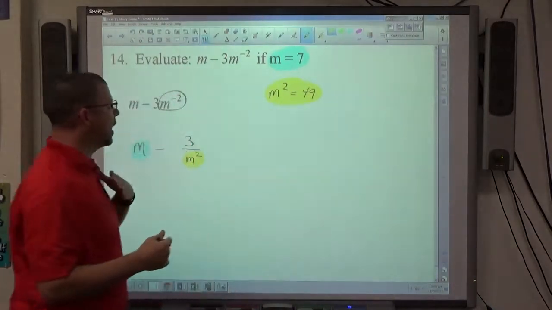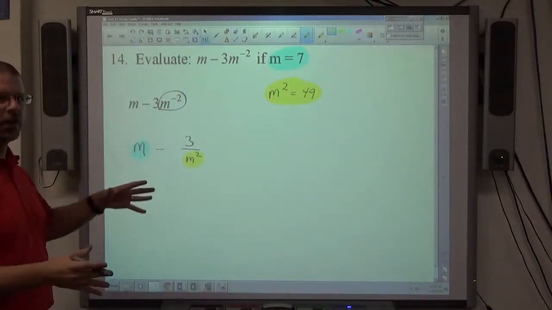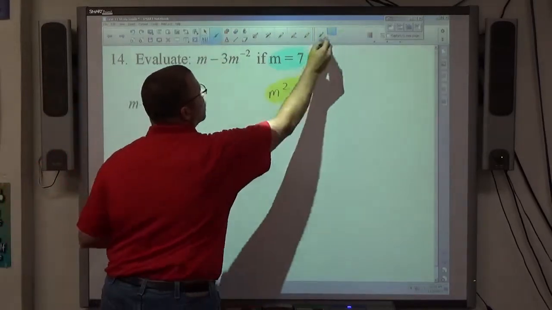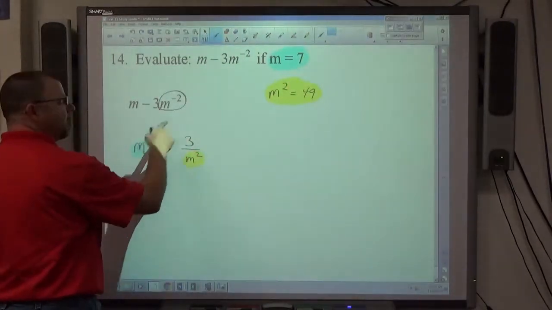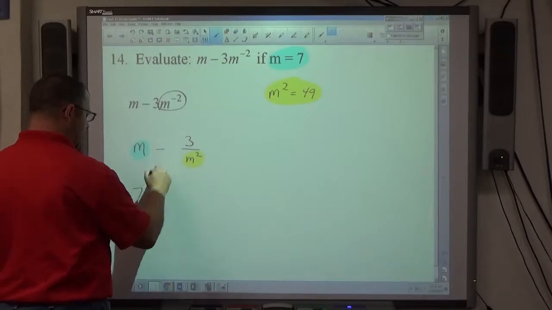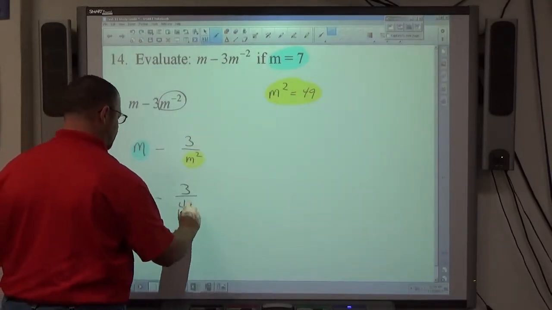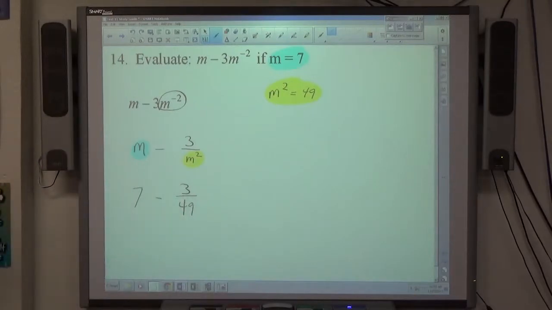Okay, for me personally, I like to figure out what all the pieces look like before I start substituting stuff in, because then it's easier to substitute. So, if I start substituting stuff in, m is 7, so put 7 there, minus is minus, 3 is 3, over, m squared is 49. And just like that, I've created myself a nice little structure here that gives me a nice, easy to deal with subtraction problem. Now, this is subtraction of fractions. I expect you to do it.